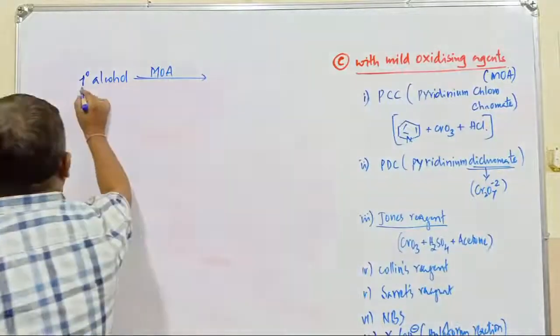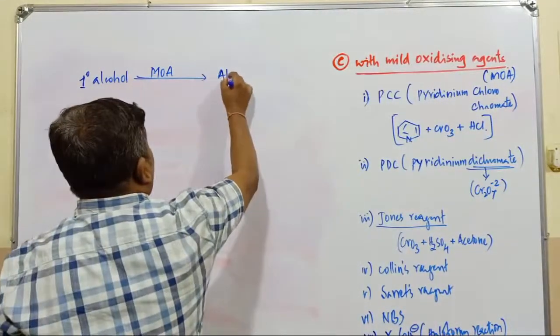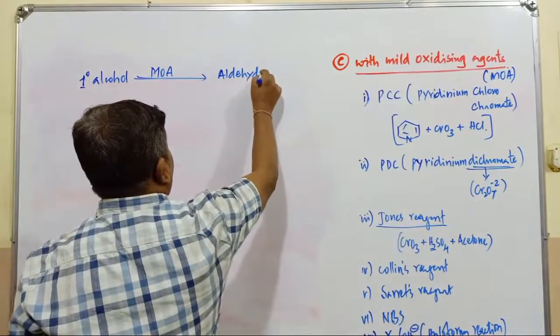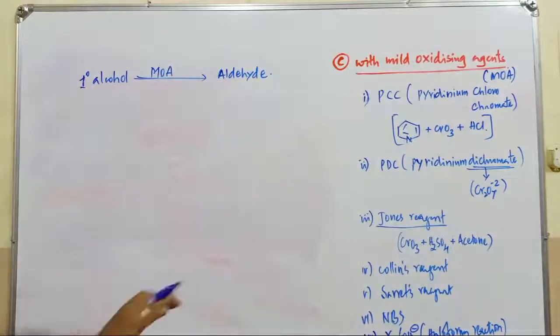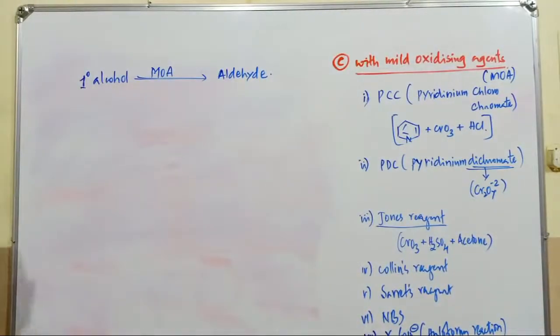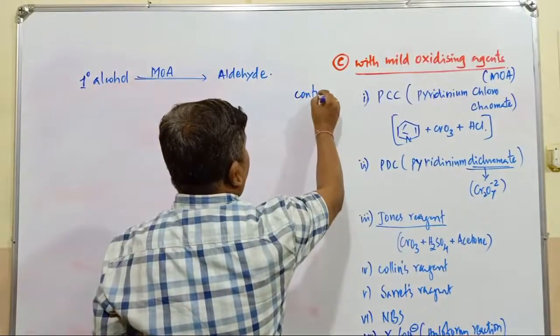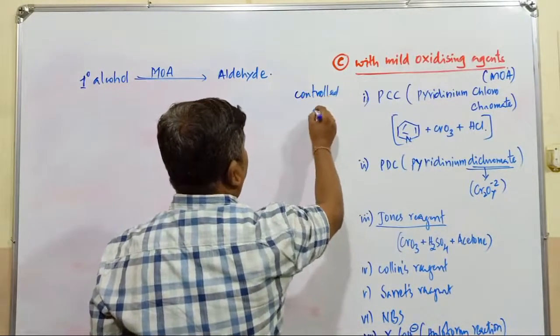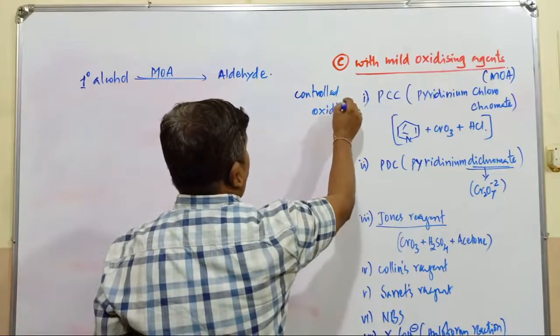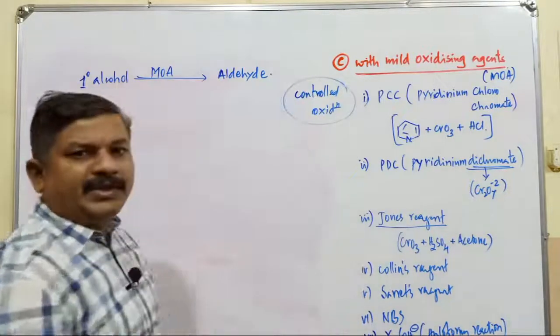In presence of this one, what is the product obtained here? It is an aldehyde. Only aldehyde. Further, the aldehyde cannot be converted into carboxylic acid. For that purpose, the oxidation in presence of this reagent is called controlled oxidation. What's the meaning of controlled oxidation?